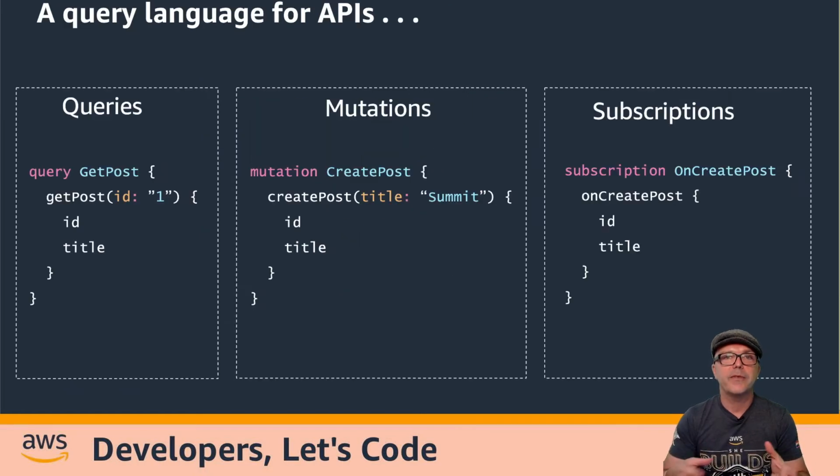So here's some examples of each. The query for get post is getting me a post for a particular ID, which you pass in, and returns the ID and the title. You can create posts the same way as a mutation, this time creating posts with title summit, ID and you'll get back the ID and the title. And then the subscriptions, think of it as an observer on mutation that you can register. So when a mutation create post is fired, it will send down the ID and the title.